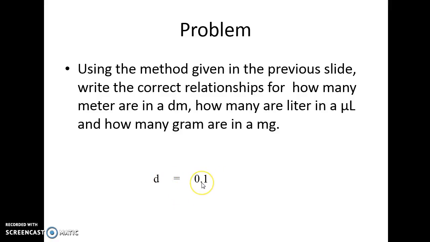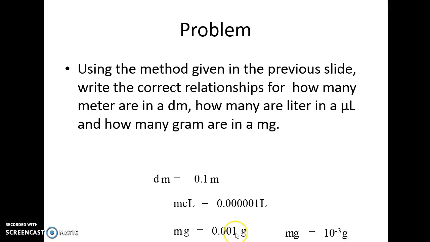So deci equals 1/10, so decimeter equals 1/10 of a meter. Micro equals 1/1,000,000th, so microliter equals 1/1,000,000th of a liter. Milli equals 0.001 or 1/1000th, so milligram is equal to 1/1000th of a gram. So now we can get these equations and use them in doing conversions. If you learn how to do this simple thing, it's going to make the next steps very easy.